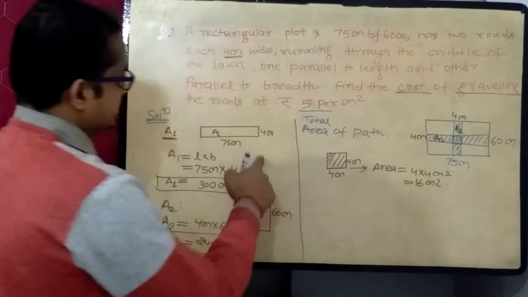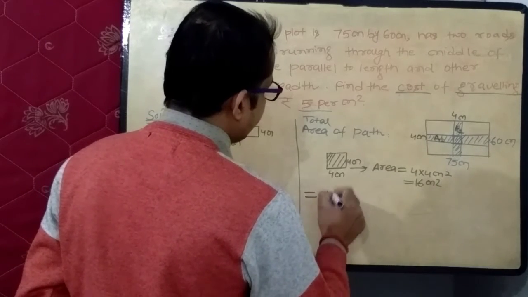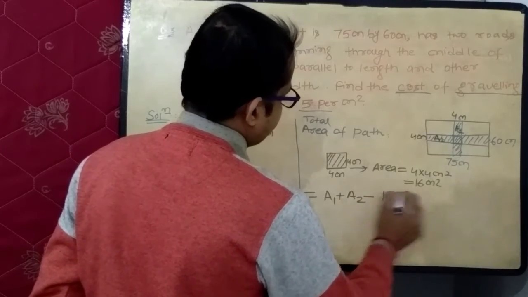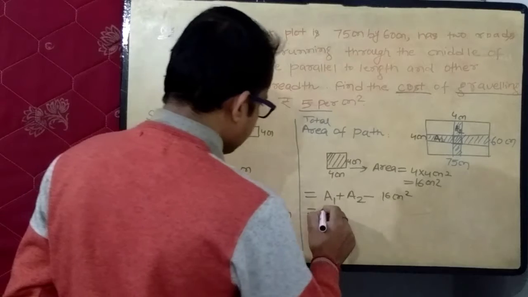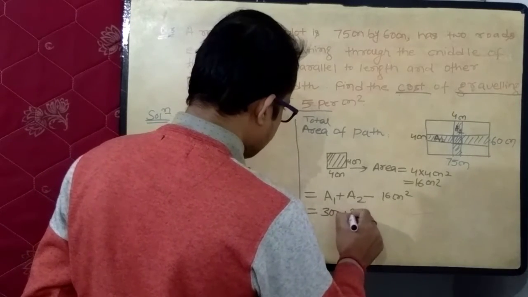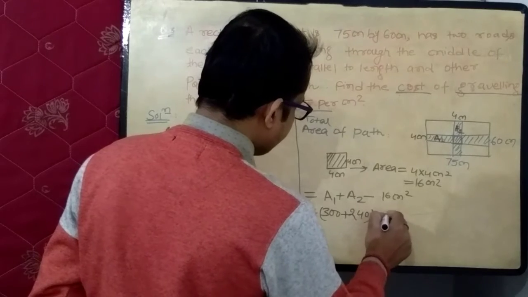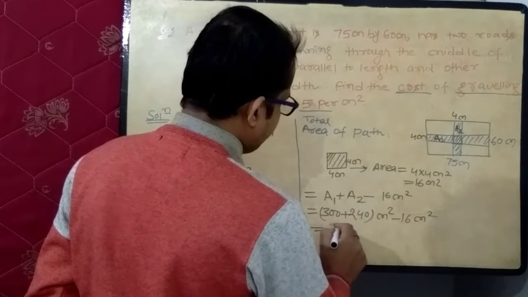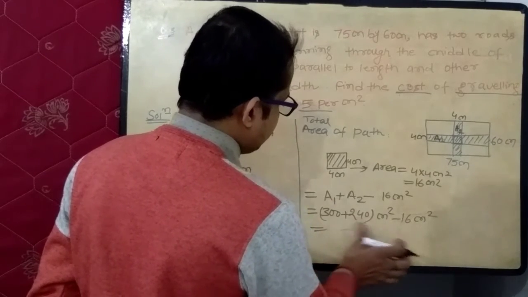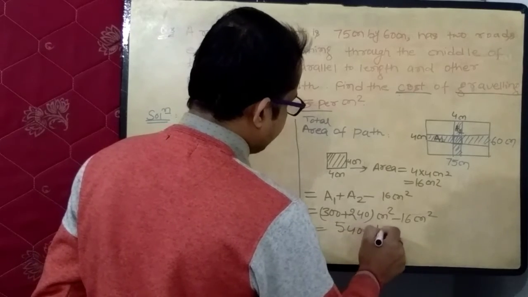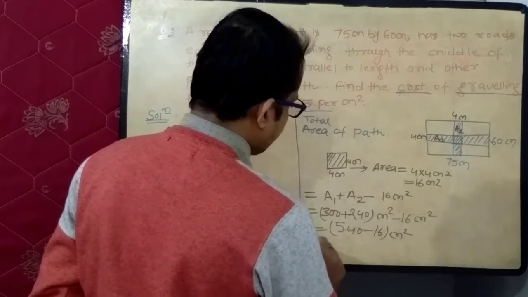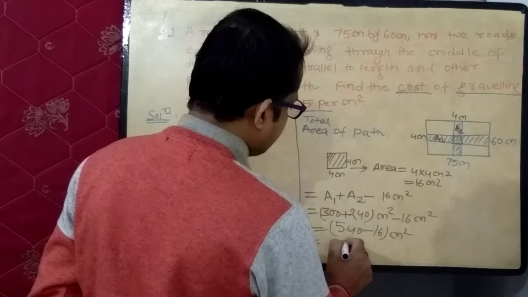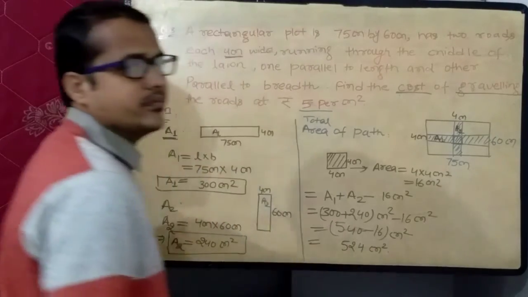Now subtract this area from this total area. So area of path equals to A1 add up A2 minus 16 meter square. This implies 300 add up 240 meter square minus 16 meter square, that is 540 minus 16 meter square. What will you get? 524 meter square.